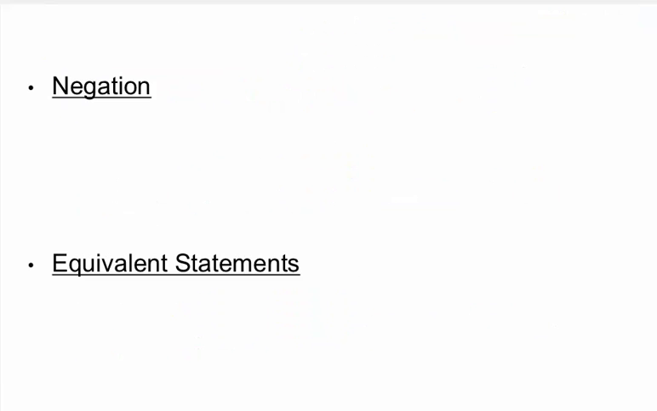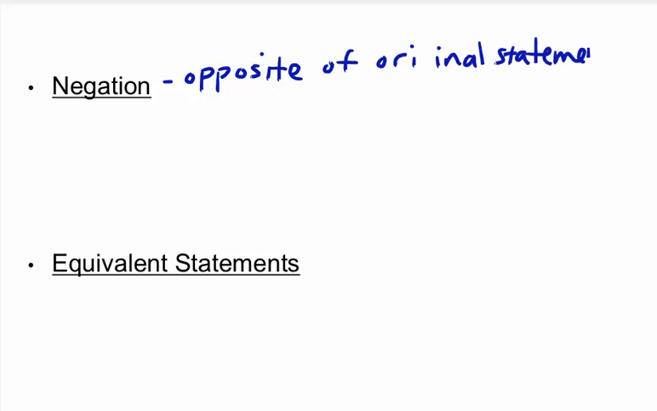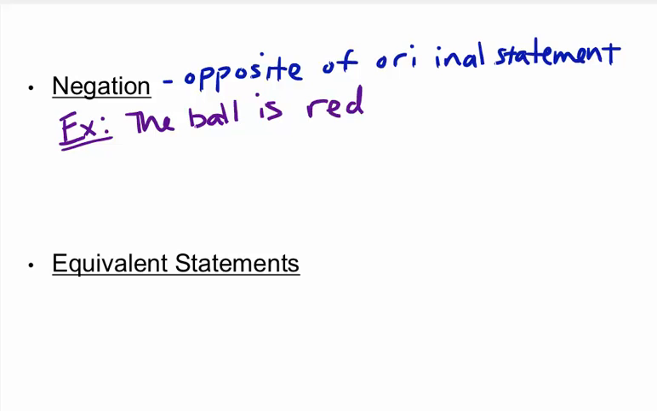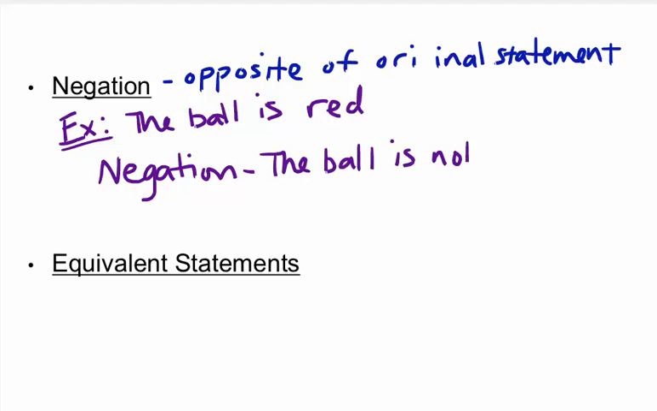Okay, so a couple more vocab words. We're going to be talking about what a negation of a statement is, or to negate a statement. So this is simply just the opposite of the original statement. That's it. So just a quick example of this. I could say, example, the ball is red. Well, if I wanted to write a negation or to negate this statement, the negation, which is the opposite, would simply be the ball is not red.